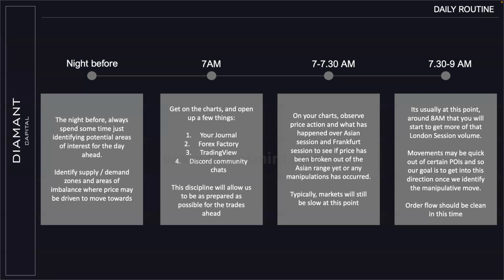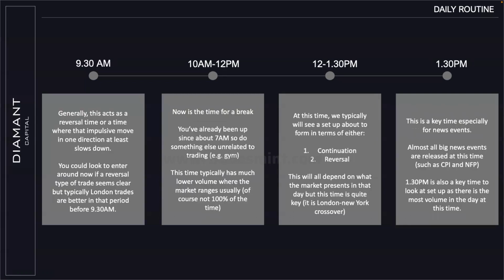Like I said, London session will typically print out the high or the low of the day. With that information, of course, we want to see that manipulation, and then we want to start to look for certain points of interest that we can get into. Order flow should be pretty clean at this time as well. So generally, if we do get that fake move and then entries afterwards, you could be entering on the lower time frame just to follow that order flow to the downside or to the upside, whichever way we're looking at.